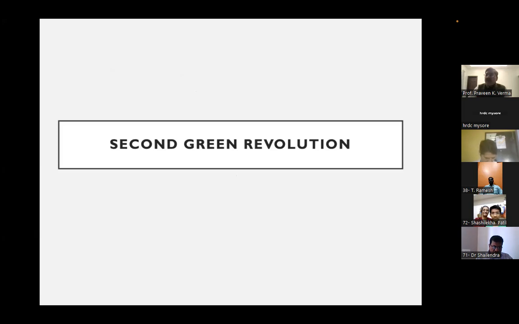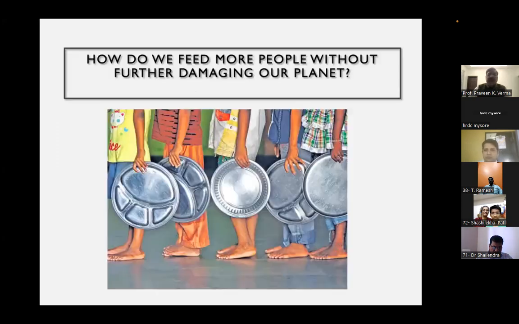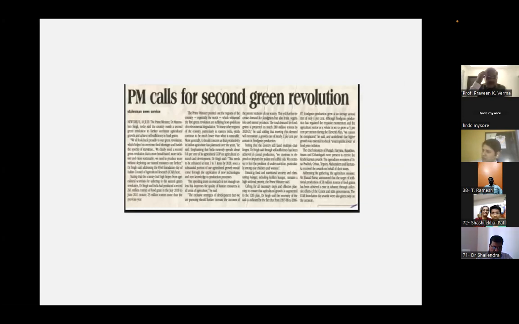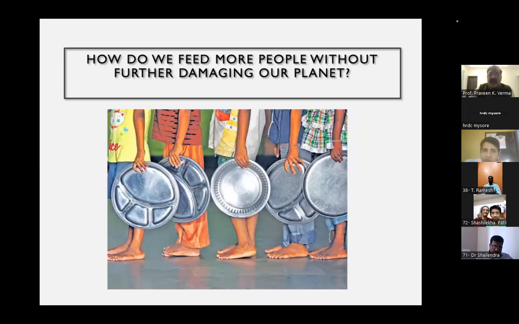So there is now the need for what we call a second green revolution. This term has been given by our Prime Minister, who called for the second green revolution to be started, I think in 2015. The major challenge is how we feed more population without further damaging our planet. That means sustainable research is required for the development of various traits and new characters in the plant, so that we can have more productivity, and that will be useful for feeding the masses.